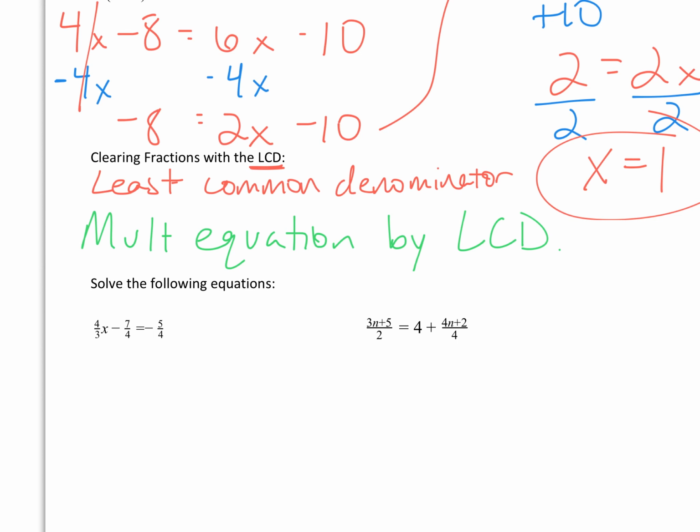we have in our denominator a 3, a 4, and a 4. The least common denominator that these three numbers would be able to multiply to, I'm going to write that off to the side, is going to be 12. So what I'm going to do now is take every value here and multiply it by 12.